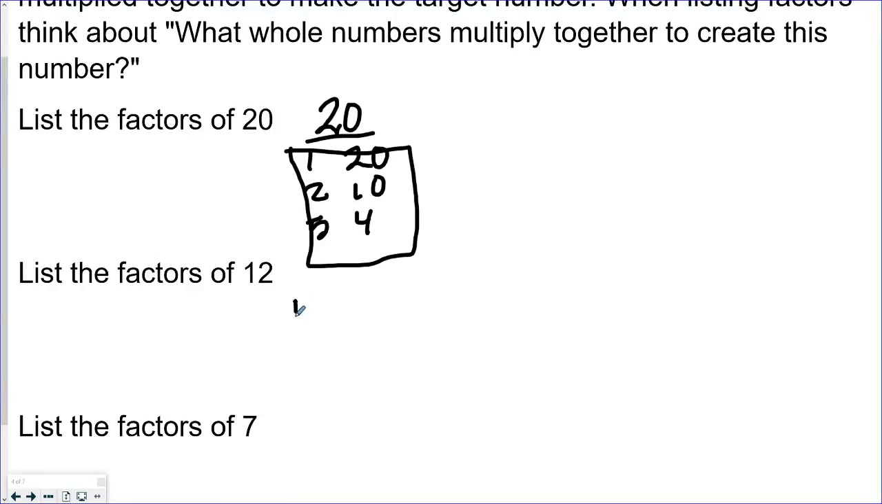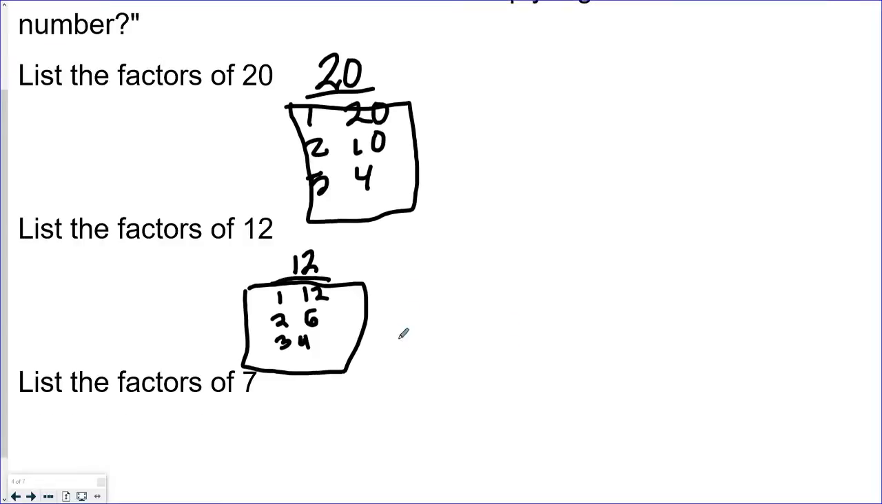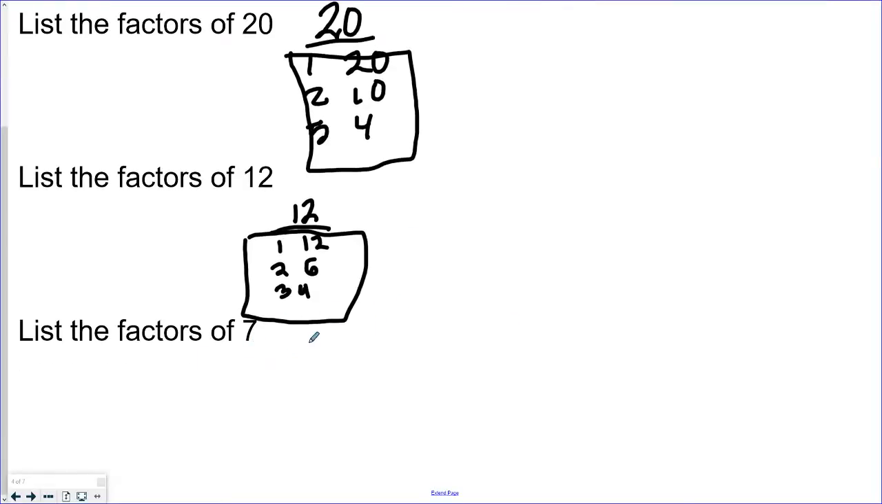Same thing for 12. So we look at what numbers will multiply to give me 12. Well, we have 1 and 12, we have 2 and 6, and we have 3 and 4. And then if you go down the list here, 5 doesn't work, 6 we already have, 7 doesn't work, 8 doesn't work, 9 doesn't work, 10 doesn't work, 11 doesn't work, and then 12 obviously we already have, and again, we can't go past 12, so that'd be the end of it. So those numbers would be the factors of 12: 1 and 12, 2 and 6, 3 and 4. Nothing else would multiply to give me 12, at least not whole numbers.